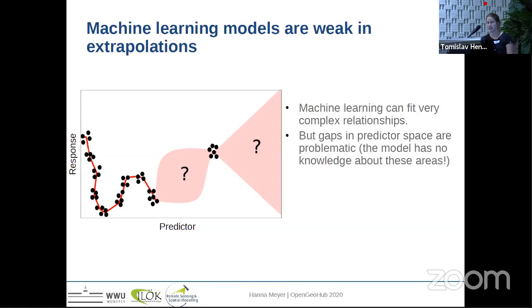And what we therefore need to account for that is a kind of measure for unknown space so that we identify where we have locations that are so different in their environmental properties that we can assume that our model cannot make reliable predictions for these areas because these areas feature environmental properties that are just not known by the model because the model has never seen something like that based on the training data that were used.